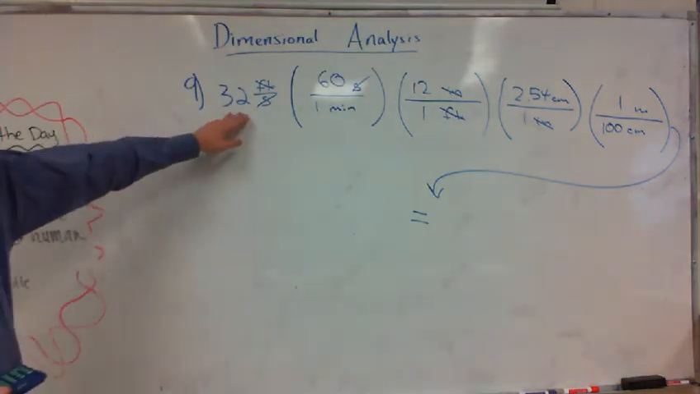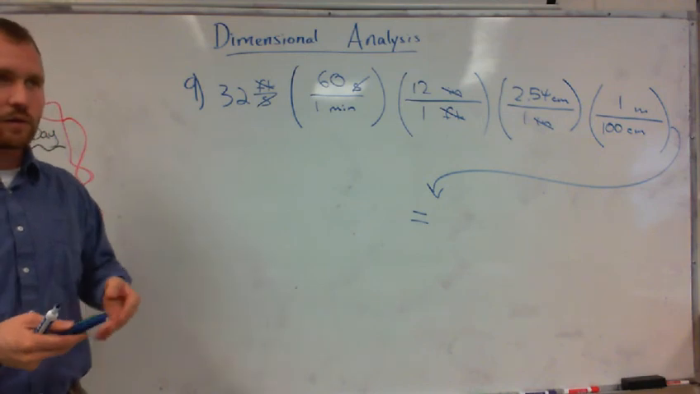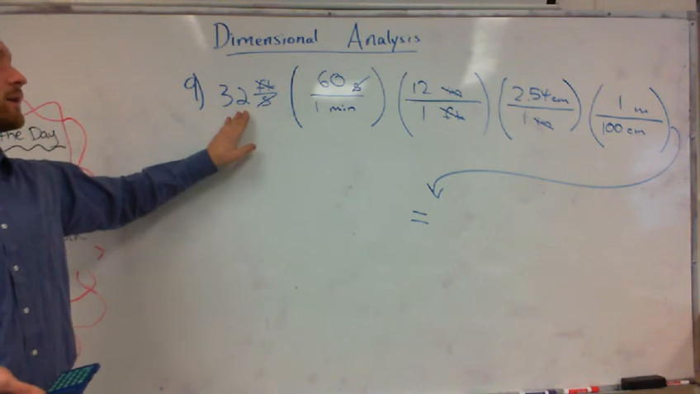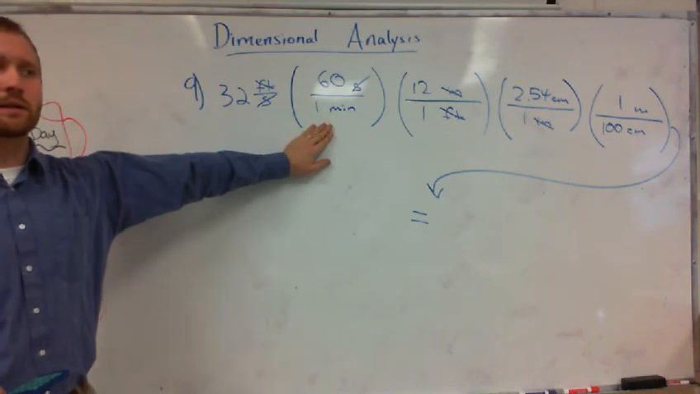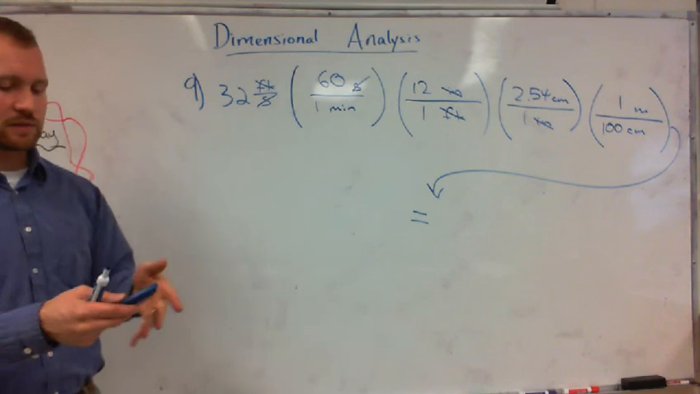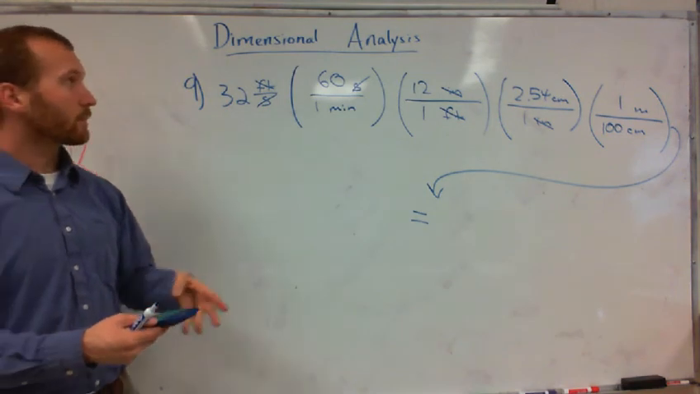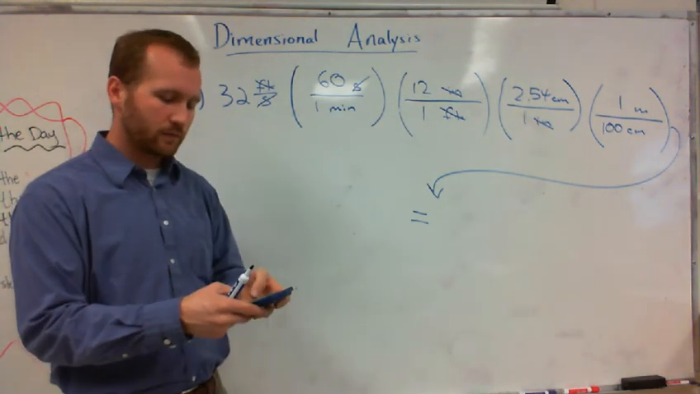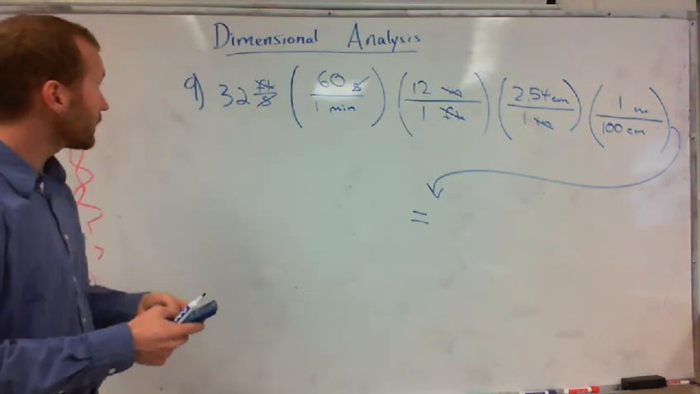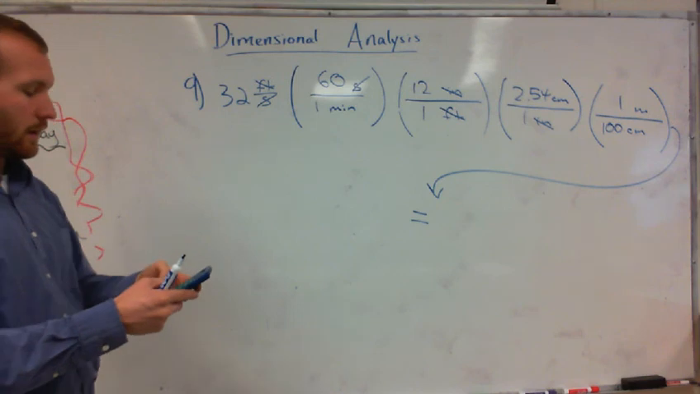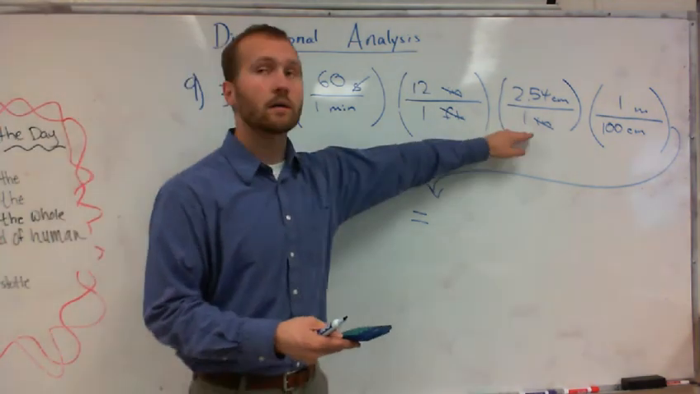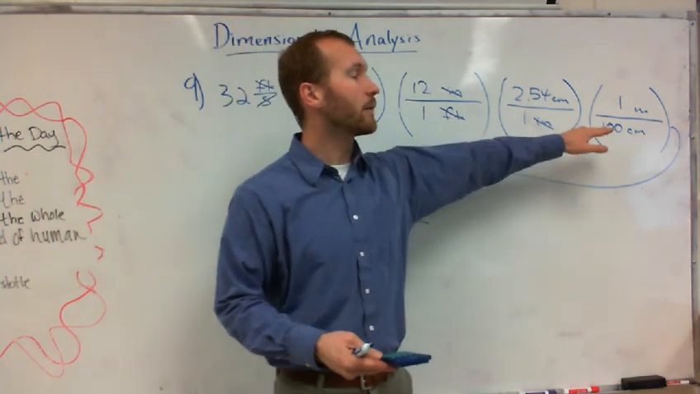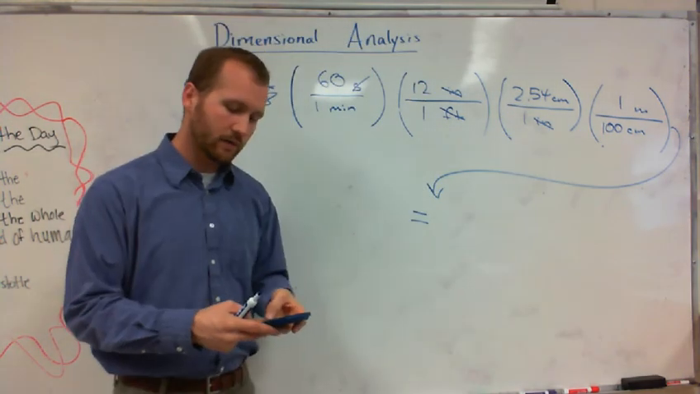some number. 32. So as we go through the fractions, I want you to tell me if it's times or divided by. So 32 here, we're going to do what with 60? Multiply. So 32 times 60, times or divide? Times 12. 32 times 60 times 12. How about here? Times 2.54. And then how about here? Divided by 100.